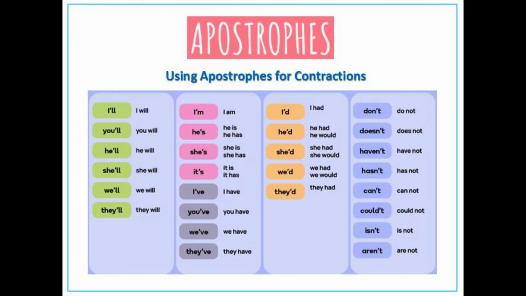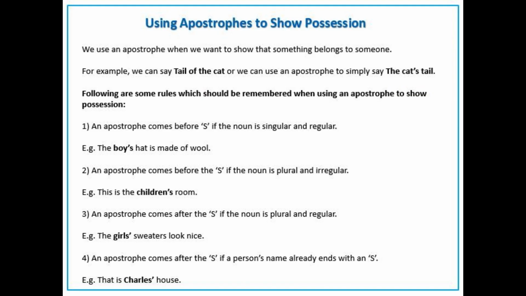The next topic for today's adventure is apostrophes. Apostrophe is a punctuation mark and we use it for two purposes in the English language. Its first purpose is to contract or combine or shorten two different words. For example, I'll, you'll, he'll, I'm, he's, she's, etc. However, my focus in today's session will be on using apostrophes to show possession.